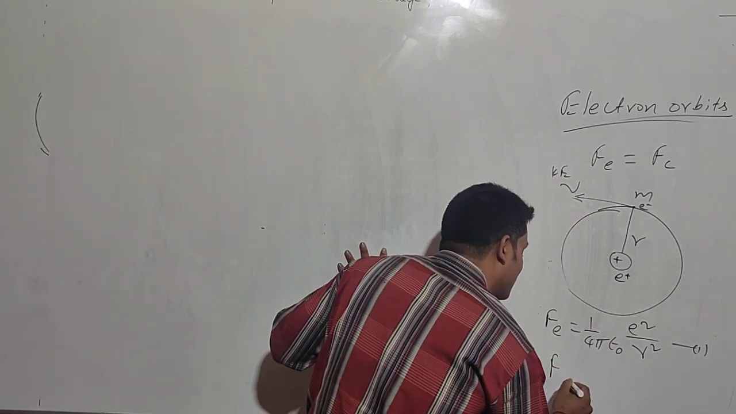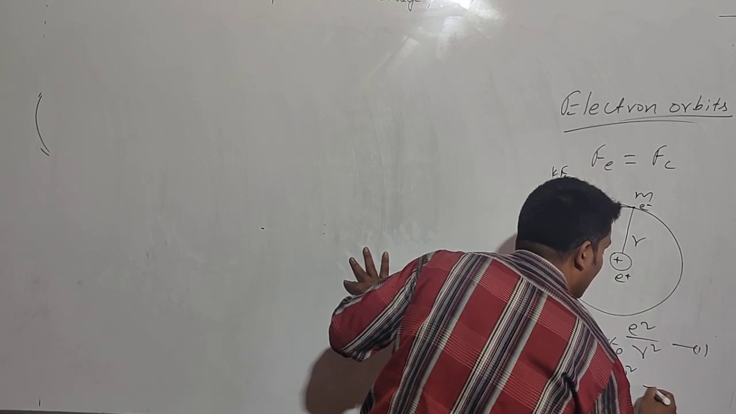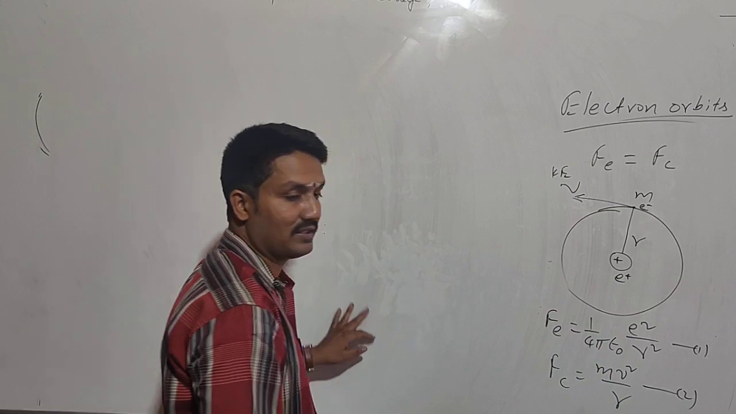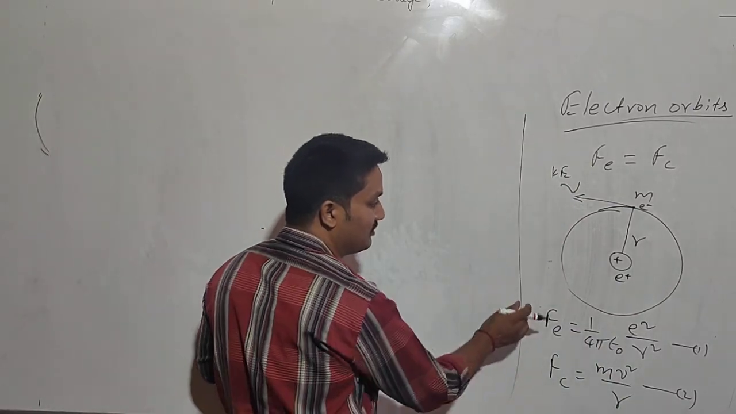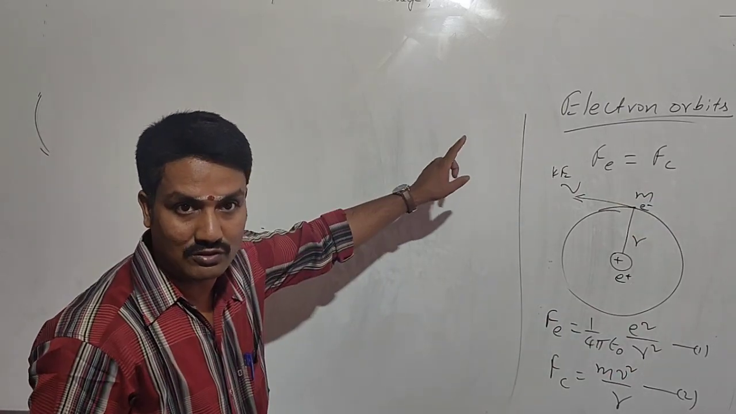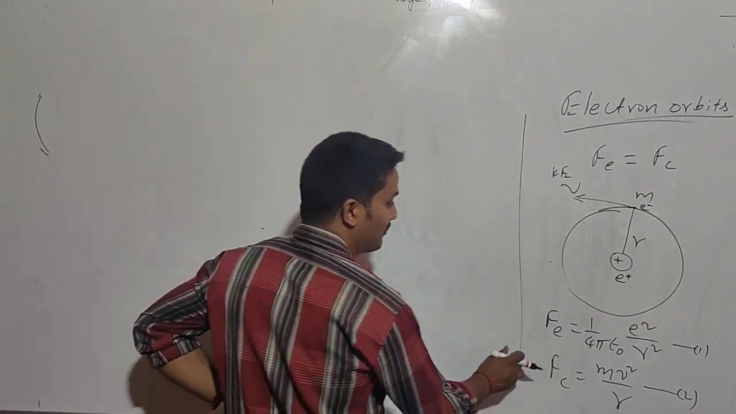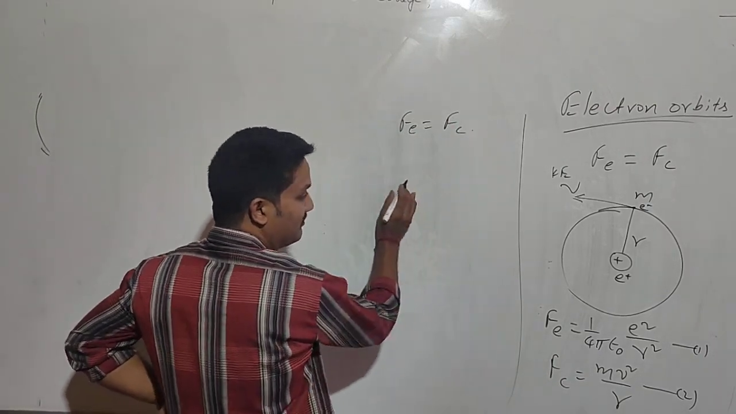Similarly, the centripetal force Fc is equal to mv square by r. This is expression number 2. Now these two are substituted into the postulate of Rutherford. Then what will it give? Therefore, Fe is equal to Fc.